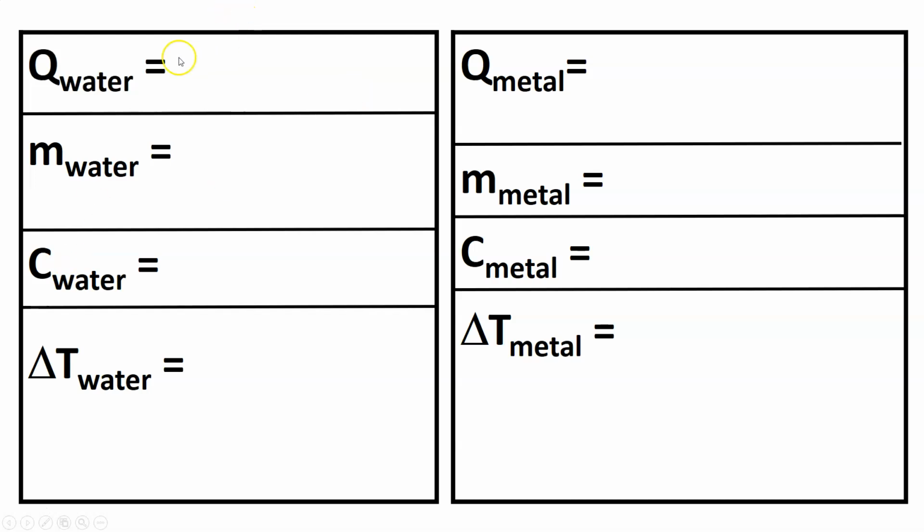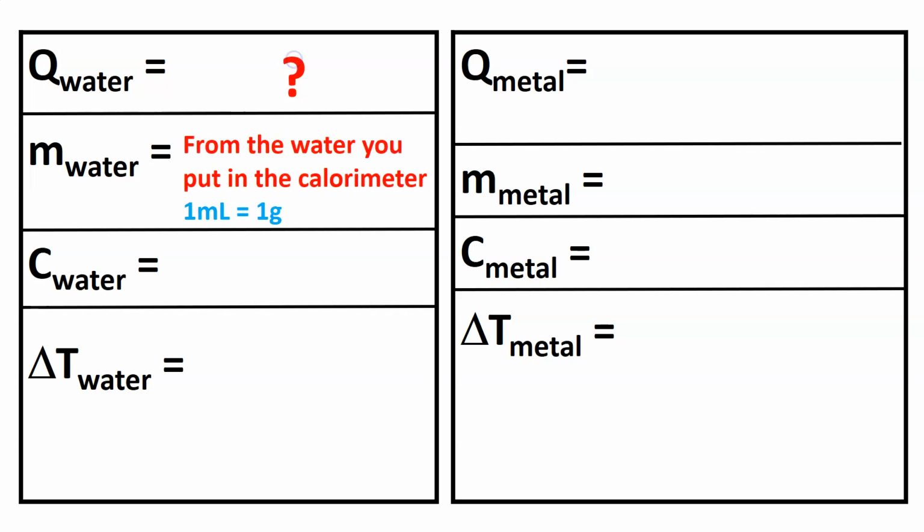So over here, we don't know what the energy transfer of the water is, right? I don't have a device that I can stick in there, like a thermometer, that tells me. I don't have a device for that. So that's what we're going to have to try to solve for. I do know the mass of water. However much water I pour in my calorimeter is the mass of water, right? If I pour in 50 milliliters, that's 50 grams. If I pour in 100 milliliters, that's 100 grams.